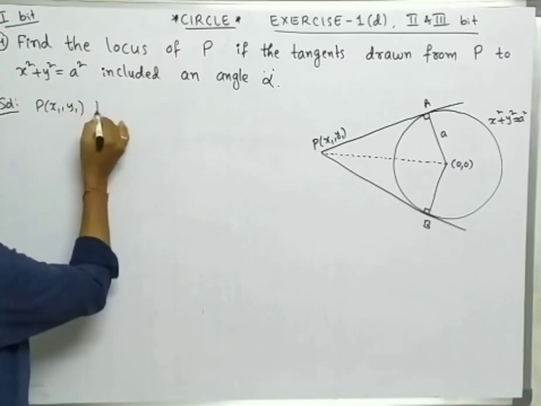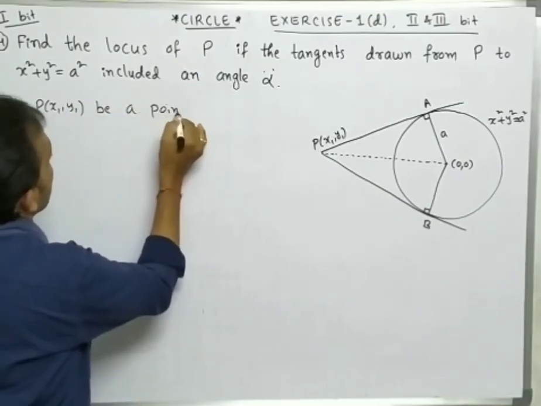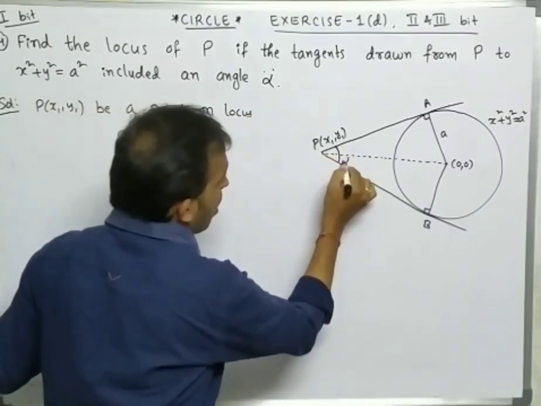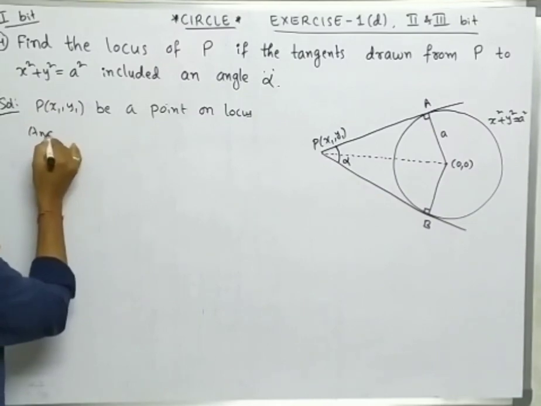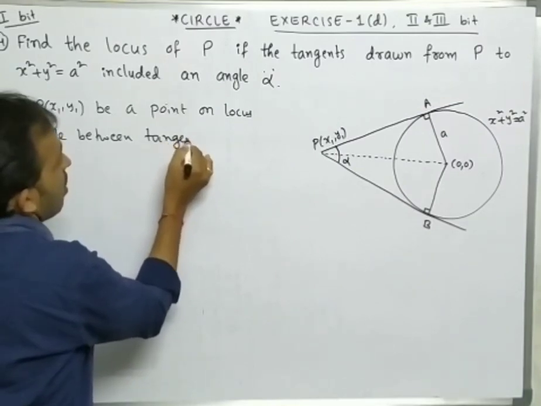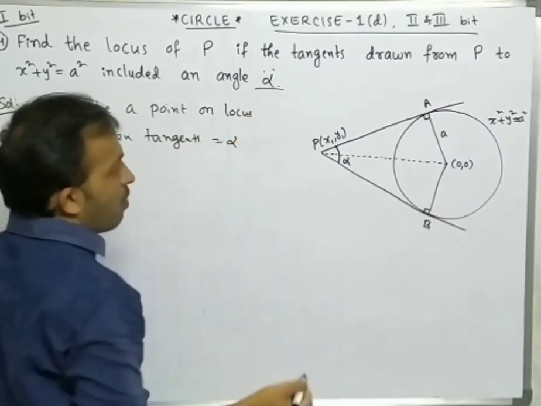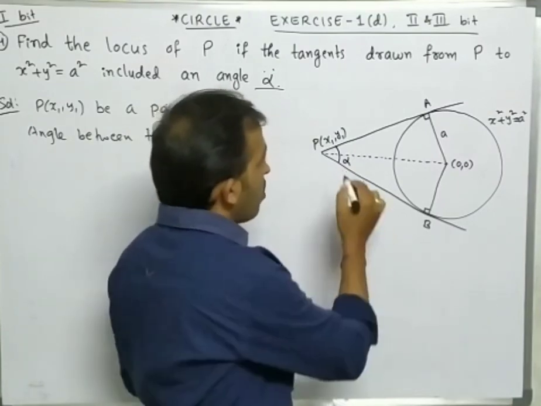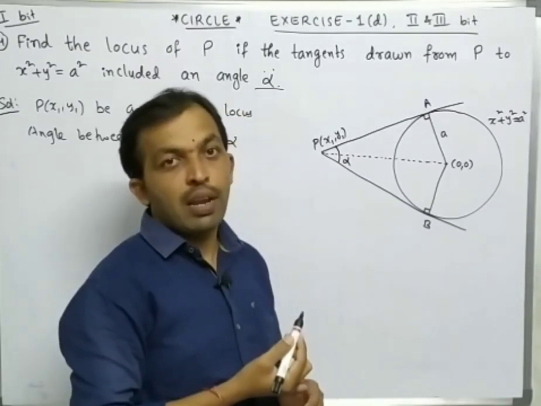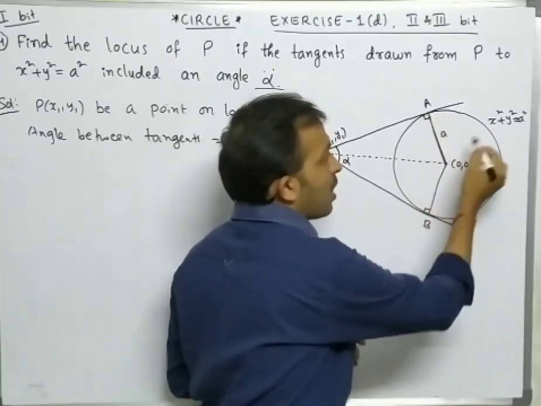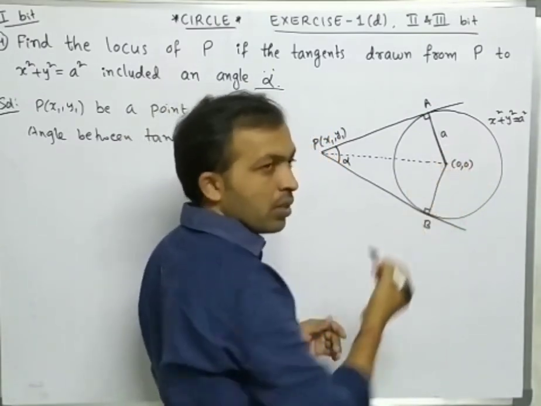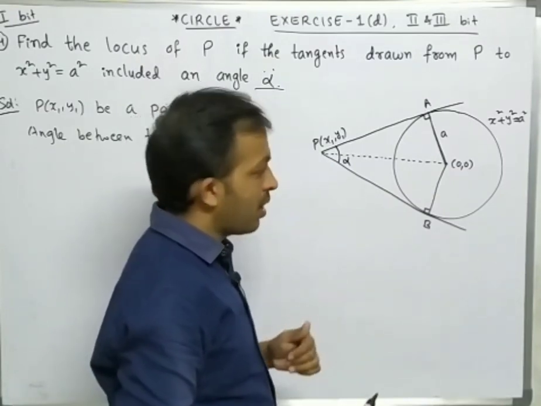Let us take P(x1, y1) be a point on the locus, such that the angle between the tangents is given, let us take it as alpha. Now observe the distance. Here x square plus y square is equal to a square is the given circle. The radius of the circle is a and the center of the circle is 0, 0, the origin. We already learned that in earlier classes.